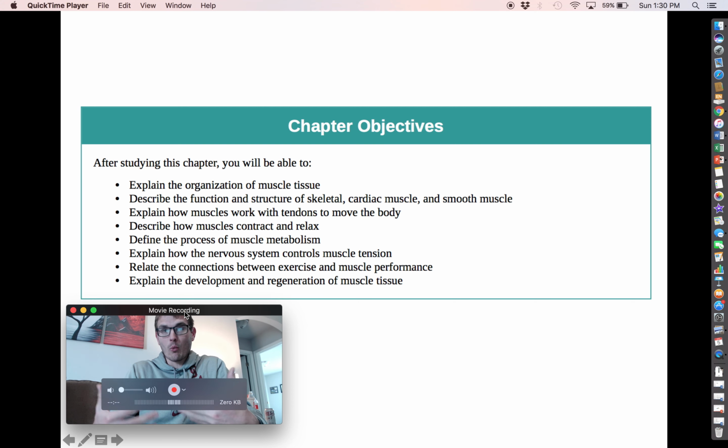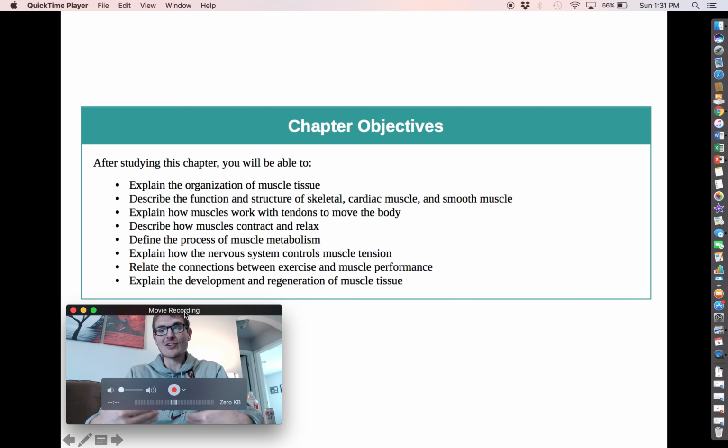As we've seen before when we first started discussing tissue, there are three different types of muscle. There's skeletal muscle, there's cardiac muscle, and there's smooth muscle. So what we could do with this chapter is we could spend an equal amount of time on skeletal, cardiac, and smooth muscle, but the way that we're actually going to do this is we're going to spend the vast majority of our time talking about skeletal muscle.